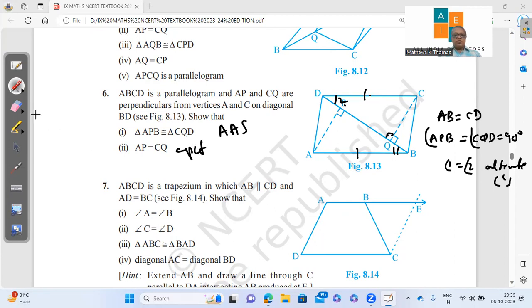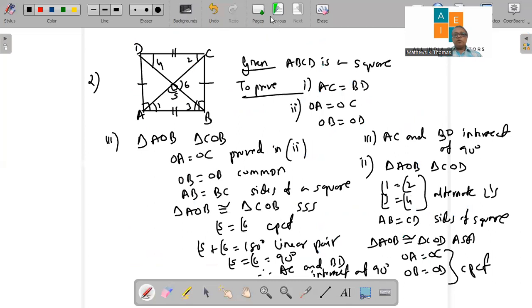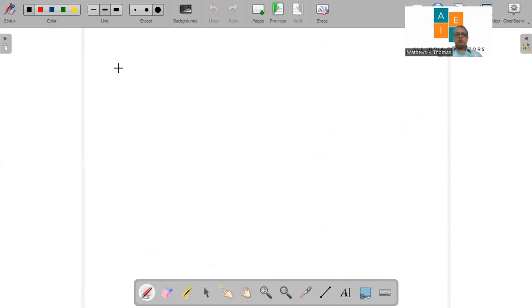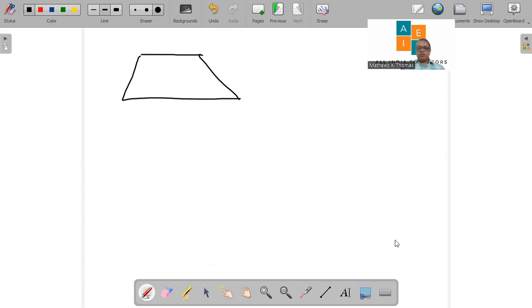Now we come to the seventh question. That's an important question. Here, ABCD is a trapezium. AB and CD are parallel lines. AD and BC are equal. There are 4 parts. And this part is important. So let me solve it on the screen here. So it is given to us that this is a trapezium ABCD. And here ABCD is a trapezium, AB and CD are parallel.